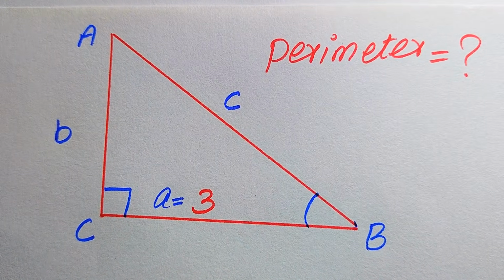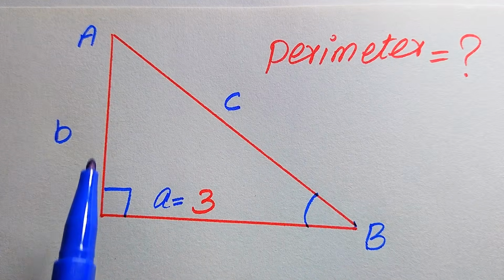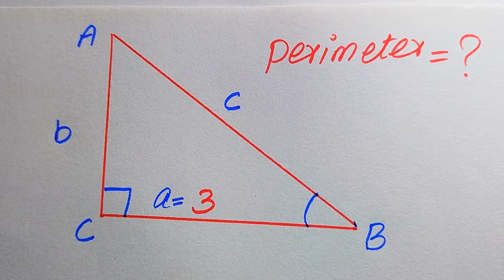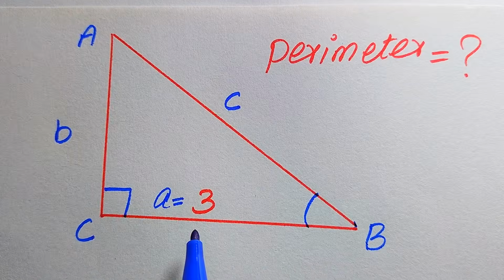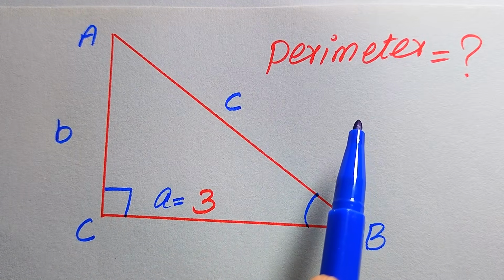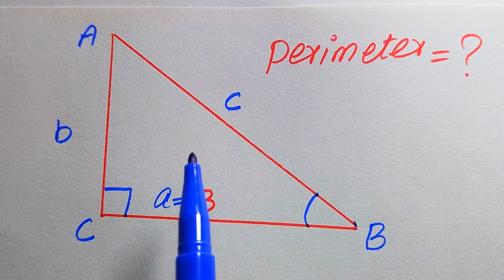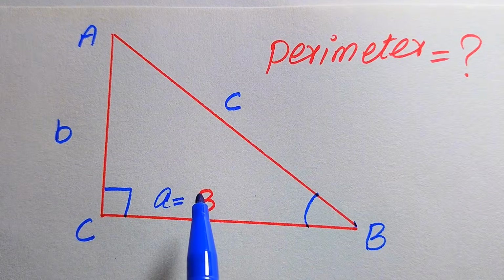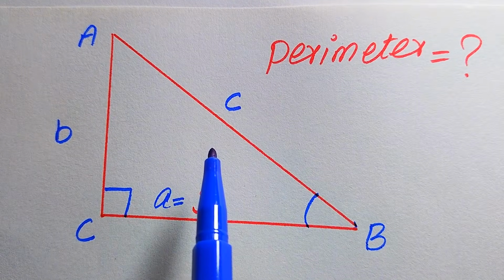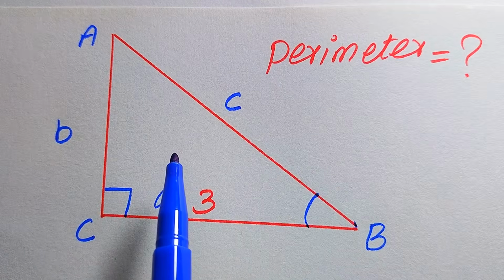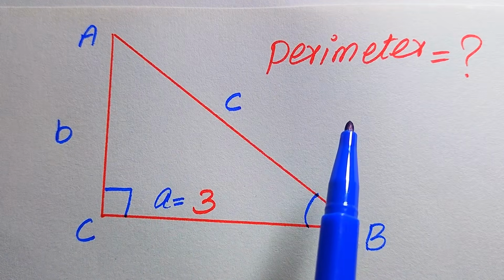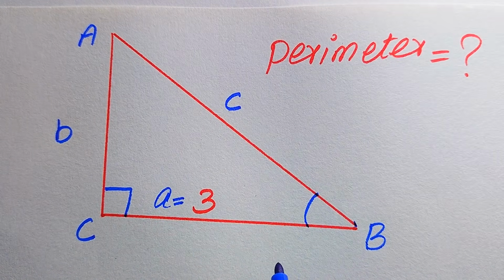And here we have a nice right triangle ABC in which the length of one side is given, that is a equals 3. With this little information about the right triangle, we need to find the perimeter of this triangle. Only one side length is given and the other two sides are unknown. So first we need to find the lengths of the other two sides, and then we move towards the perimeter of this right triangle.